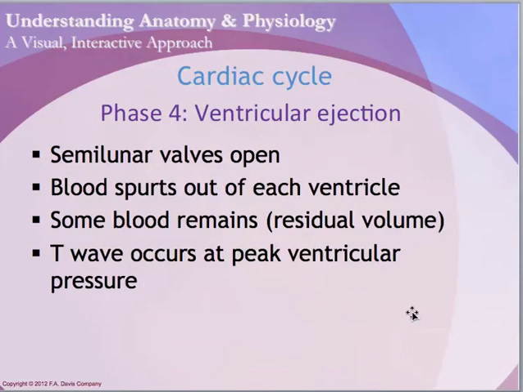Phase 4 is ventricular ejection. So the semilunar valves open, blood spurts out of each ventricle, and then we get a tiny little bit of blood remaining, which is called residual volume. And the T wave occurs as peak ventricular pressure occurs, and we get the repolarization after contraction.